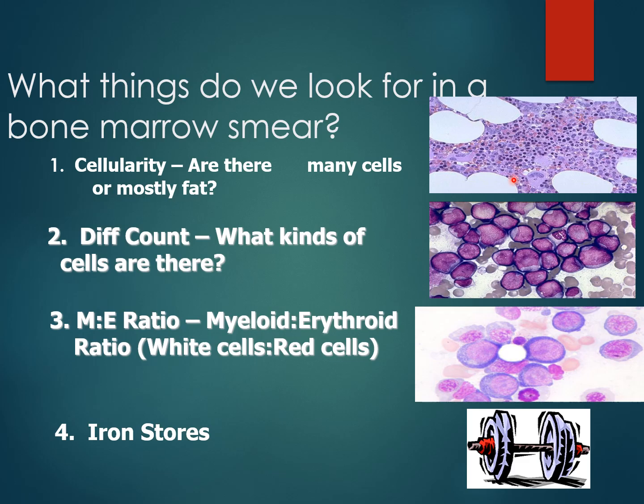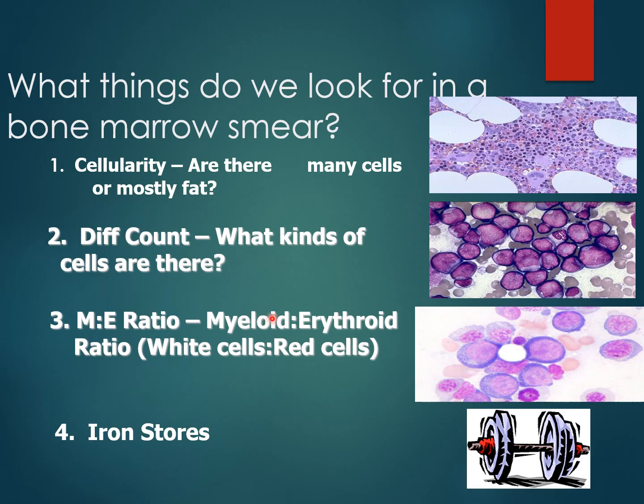All right, so we're looking for an overall cellularity. Are there the normal amount of cells that there should be? Are there more than the normal amount? So is it hypercellular? Or might this just be mostly fat with a few tiny little areas, like an aplastic anemia, so a lot of fat?